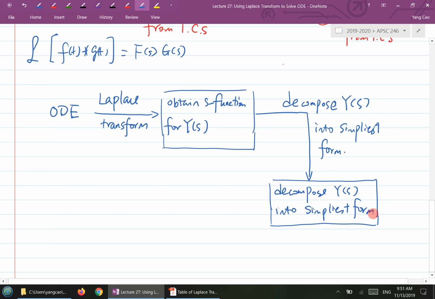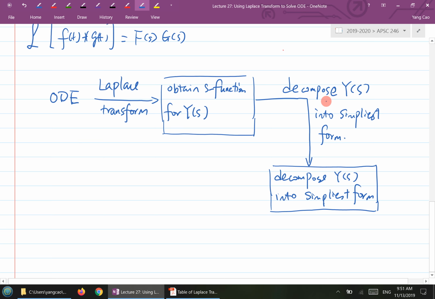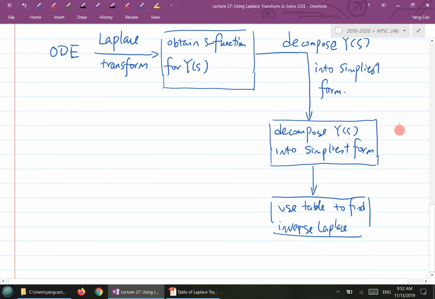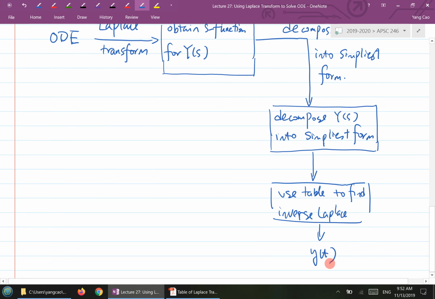Okay, so that's what happens at this step here. I'll show you a few techniques for how to decompose this Y of s into the simplest form. This is where we're going to focus. Once you get the simplest format, you can use the table to find the inverse Laplace, which gives you this y of t. So that's why they call it a detour, right?